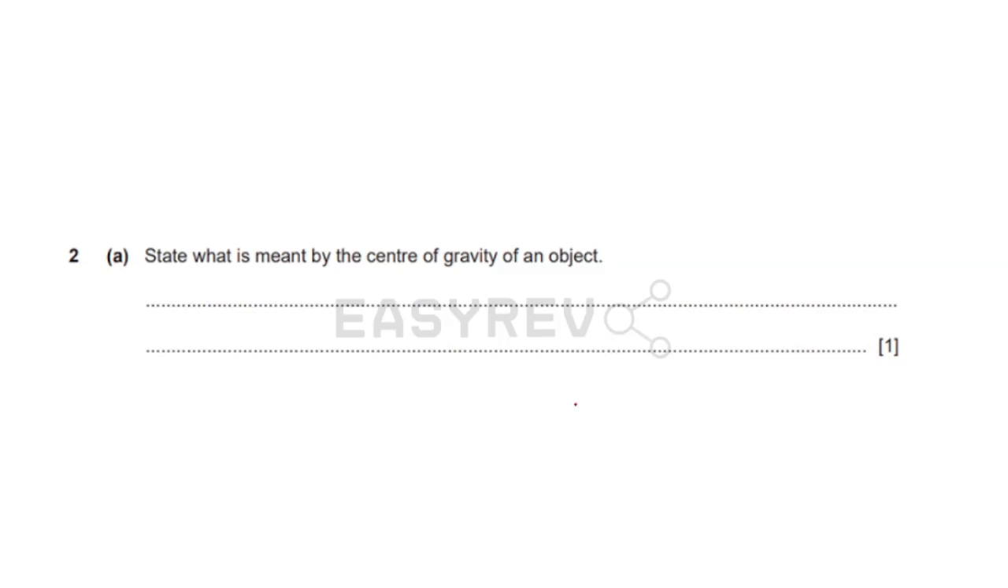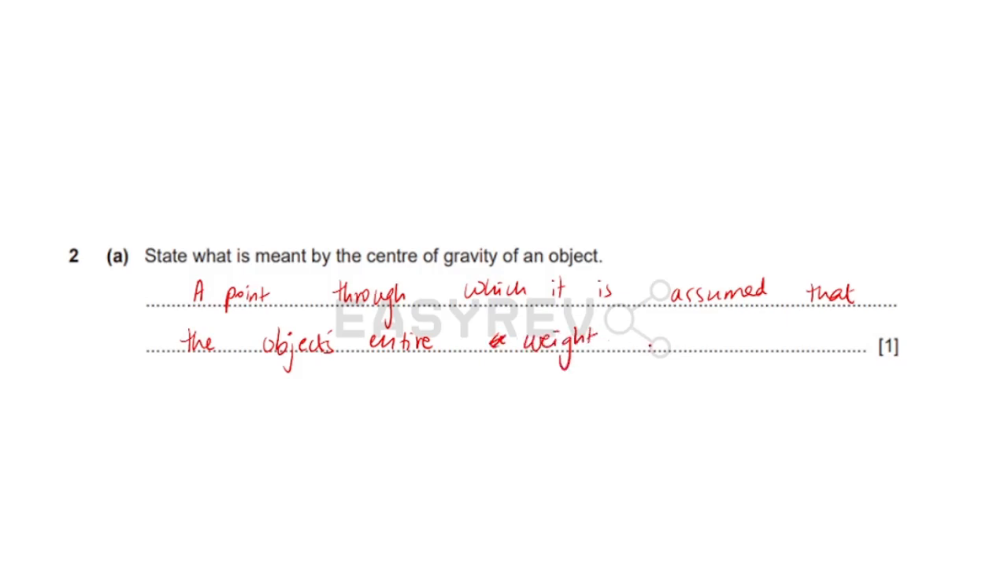Now we know that the center of gravity is this imaginary point wherein we assume that the object's entire weight is acting through, right? And since this is a 1-mark question, like before, we'll keep our statement brief. So it is a point through which it is assumed that the object's weight, or you could say the object's entire weight, acts through. Right, so that's our first part done and dusted.